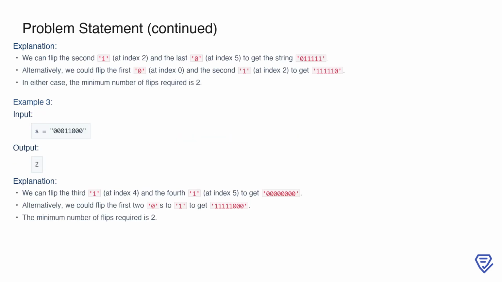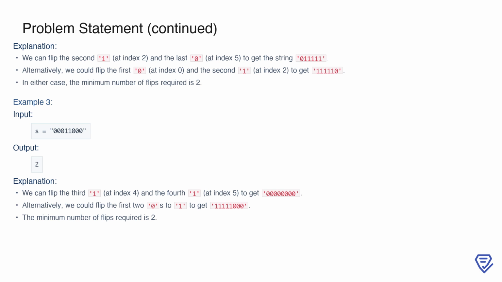In the second example, there's also an alternate way to make the string monotone increasing. Instead of flipping the second one and the last 0, we could flip the first 0 at index 0 to a 1 and the second one at index 2 to a 0, resulting in 111110. Both approaches require 2 flips, so the minimum number of flips is still 2.